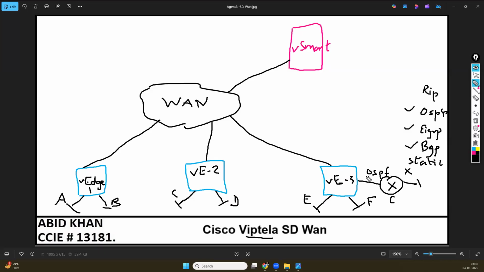So whatever way this WAN edge VH3 learns about network X, ultimately what is the requirement? Users in A, B and users in C, D would like to access the resources in E, F, and X. That is the requirement. Now the question is what?